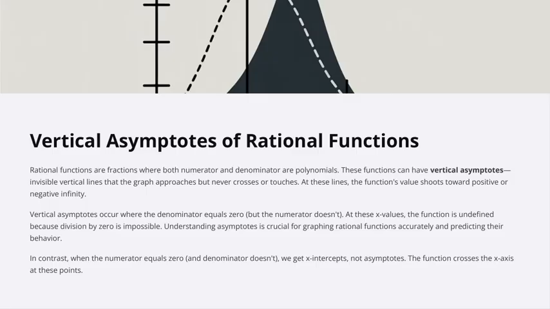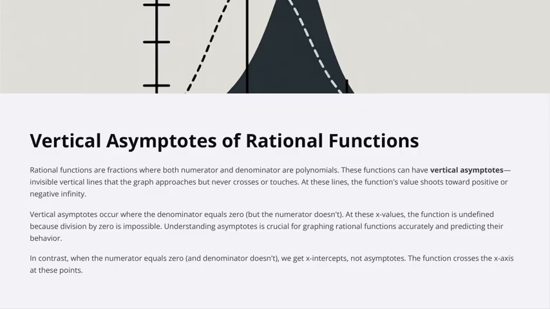Let's talk about the vertical asymptotes of rational functions. These functions are fractions where both the numerator and the denominator are polynomials. Now, an important thing to remember is that these functions can have what we call vertical asymptotes, which are invisible vertical lines that the graph approaches but never actually touches or crosses. When the graph gets close to these lines, the function's value shoots up toward positive or negative infinity, indicating a kind of boundary or limit.